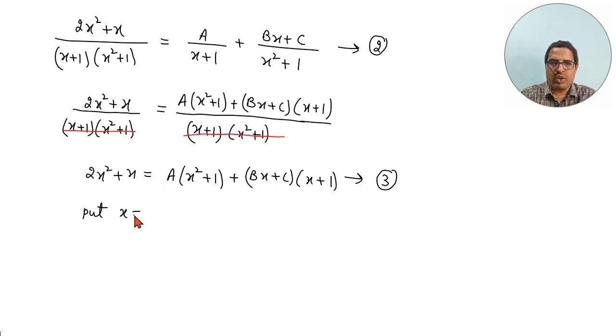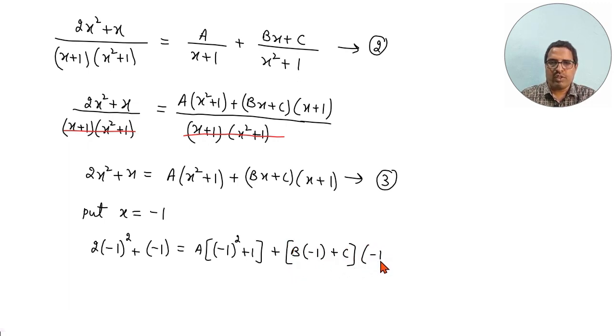So put the value of x equal to minus 1 in equation number 3. We get 2 times minus 1 whole square plus minus 1 equals a times minus 1 squared plus 1, plus b times minus 1 plus c.